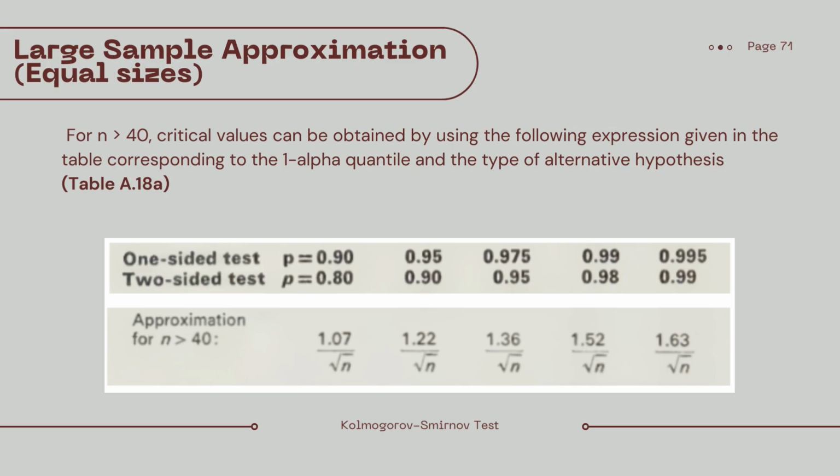So for example, we have n which is equal to 45, and we know that this is greater than 40. We have alpha which is equal to 0.05, and we are testing against an alternative hypothesis that is one-sided. Hence, we will be looking at the row of one-sided tests, and we will be locating 0.95, since 1 minus alpha, which is 0.05, is equal to 0.95. Looking at the corresponding expression below, we have 1.22 all over square root of n. So by just plugging n, which is equal to 45, we can now get our critical value.